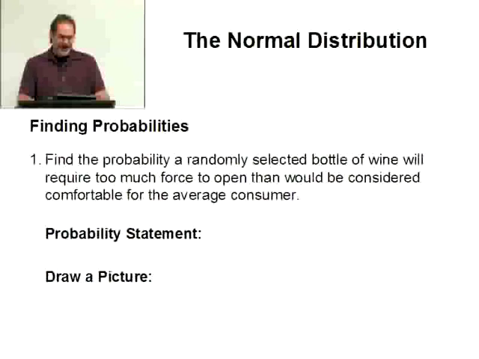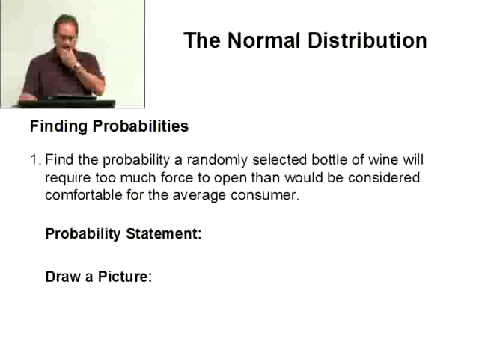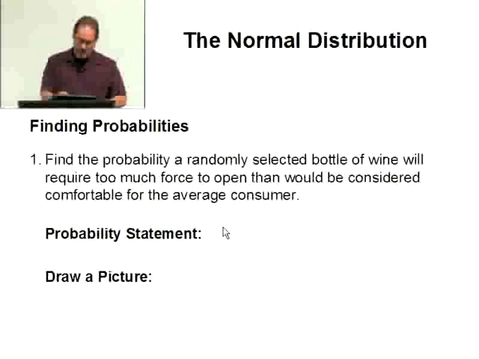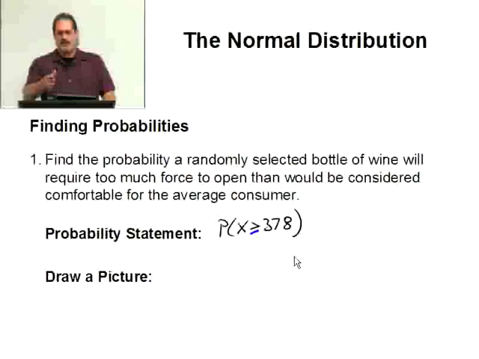Okay, first thing we want to do is find the probability a randomly selected bottle of wine will require too much force to open, than would be considered comfortable for the average consumer. Now, too much force means more than 378 newtons. So my probability statement would be probability that x, my random variable, is greater than 378. Now, if I wanted to, I could make this greater than or equal to. That doesn't really matter, because in the previous segment, remember we said that the probability of exactly 378 is 0. So adding 378 to this won't make a difference.